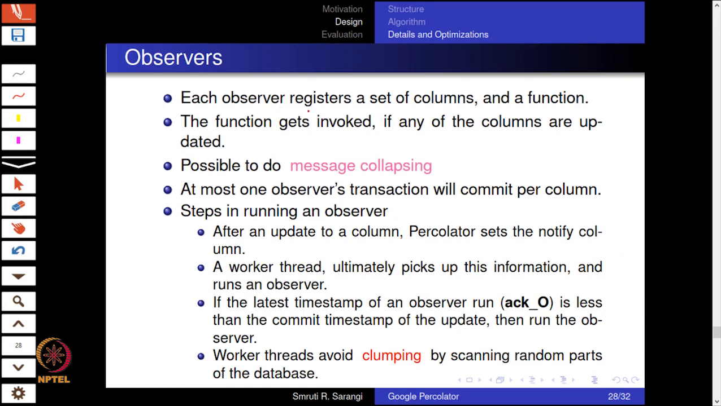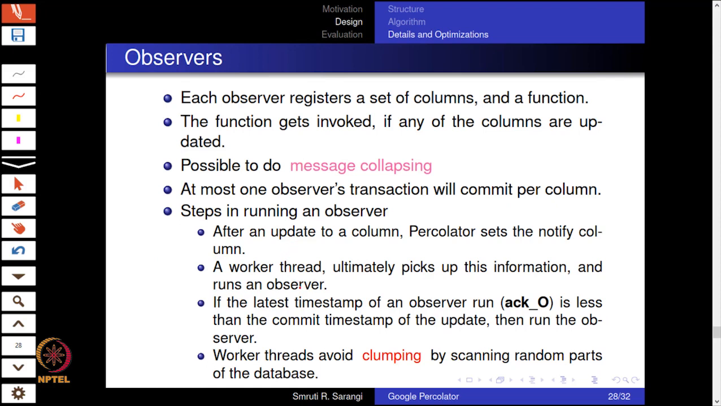So this is pretty much what is being shown on the slide. Each observer registers a set of columns and a function. The function gets invoked if any of the columns get updated. Here we can collapse messages, just to reduce the amount of work. We need not do it for a single change, but for a set of changes, we can run the observer once. And for each commit per column, we'll just run one observer transaction.